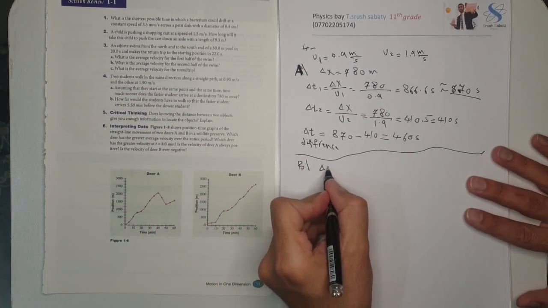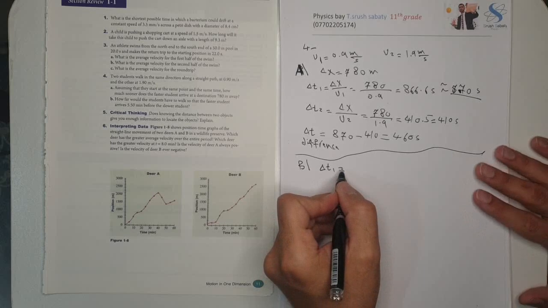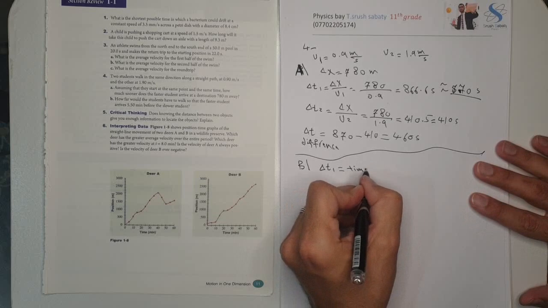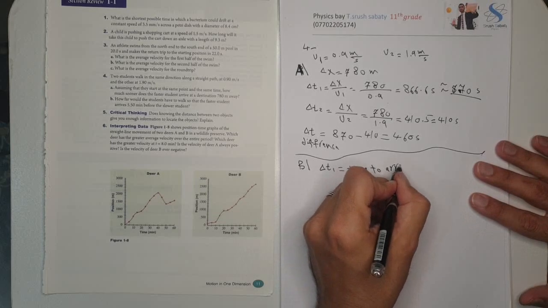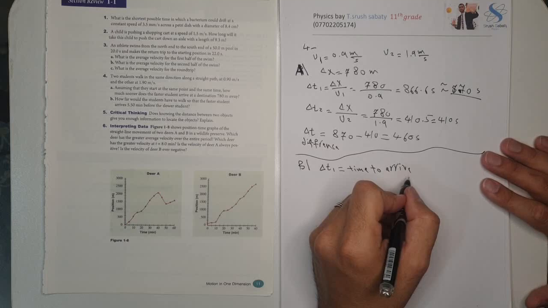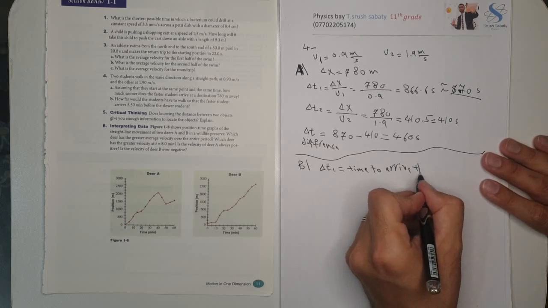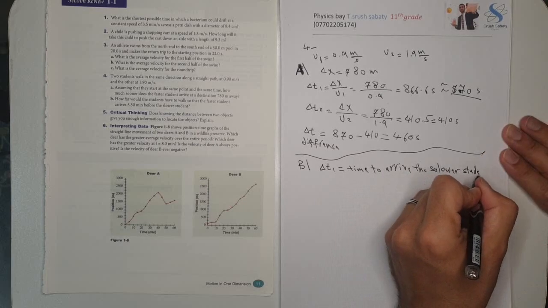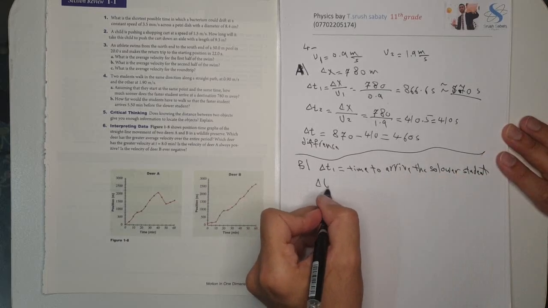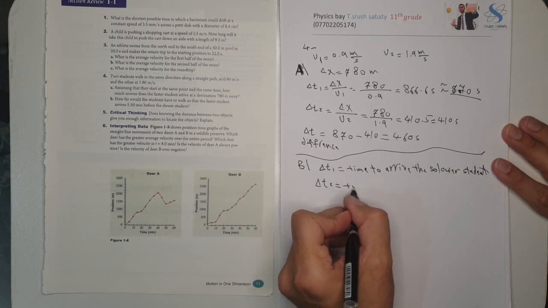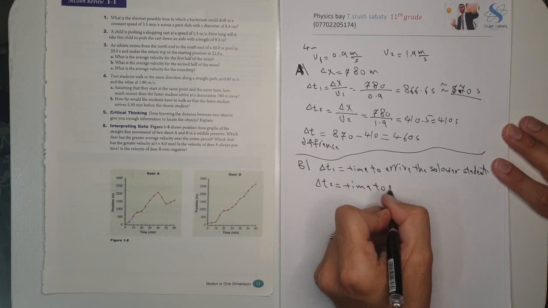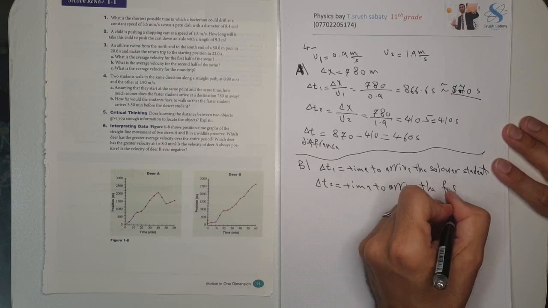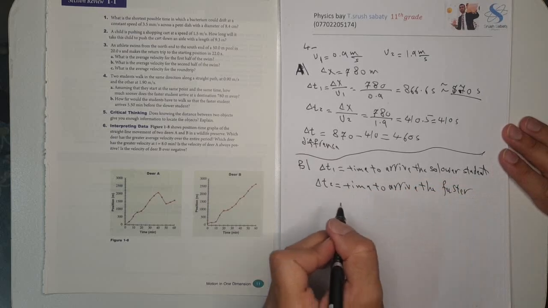Suppose delta t1 is the time to arrive for the slower student. What about delta t2? It is the time to arrive for the faster one, okay, the faster.